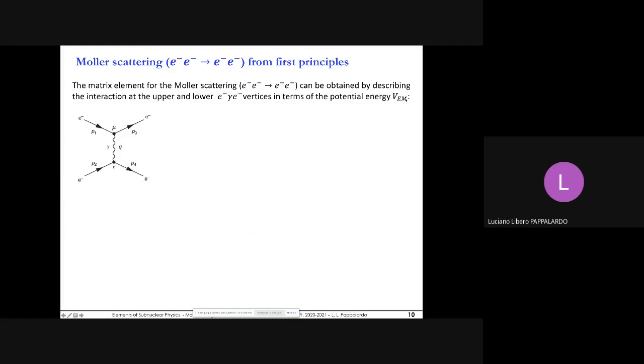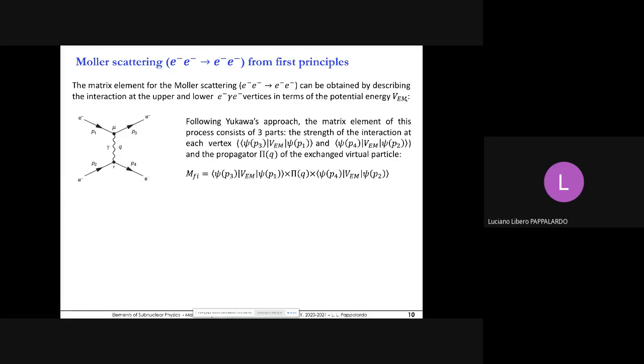Now let's follow the Yukawa approach that we know already. So following the Yukawa approach, the matrix element of this whole process consists of three parts. The strength of the interaction at each vertex, so for the upper vertex, characterized by four-momenta P1 and P3, the strength is given by this matrix element. This is the final state, this is the potential energy, this is the initial state. And for the lower vertex, again, we have the same thing. So this is the final state, this is the potential energy, this is the initial state field. And in between, of course, we need to put the propagator, the bosonic propagator, as we already mentioned before for the Yukawa approach.